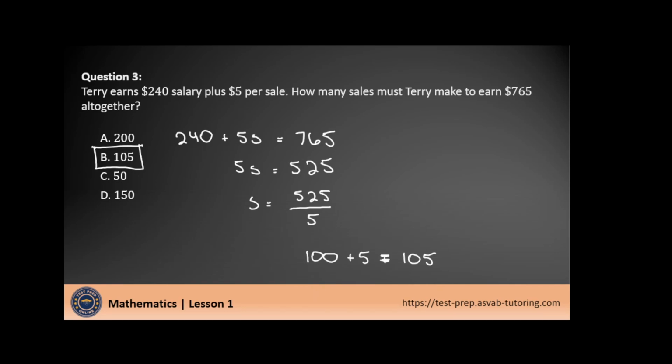You could also, of course, long divide. We would put 525 in the box, 5 outside the box. 5 goes into 5 one time, subtract, bring down a 2. 5 does not go into 2, so 5 times 0 is 0, subtract, and you would bring down a 5. Then 5 would go into 25 5 times with no remainder.